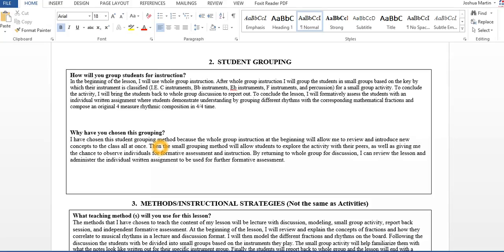After this, we'll go back to whole group after the small group function for a report out session. It's going to give them a chance to demonstrate what they've done in their small groups and for me to assess the end product of their small group work. Now that they're back in the whole group setting for this report out, it's also going to give me a chance to administer the individual written assessment.